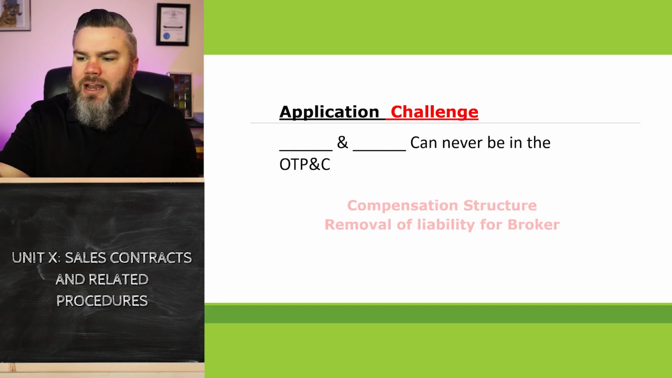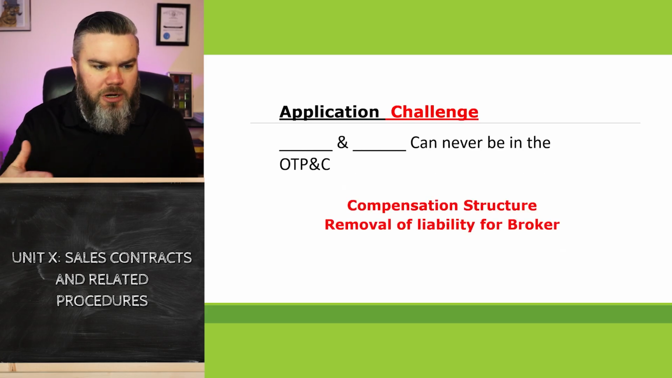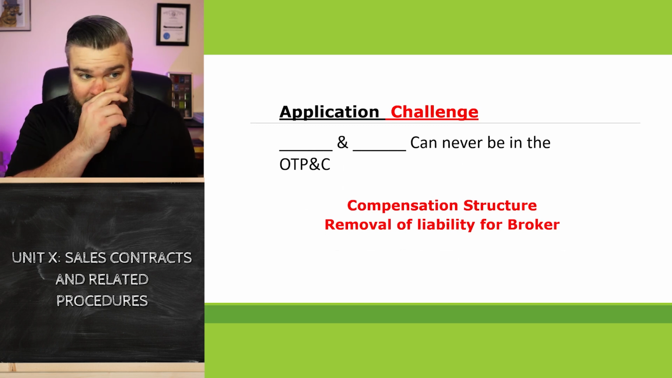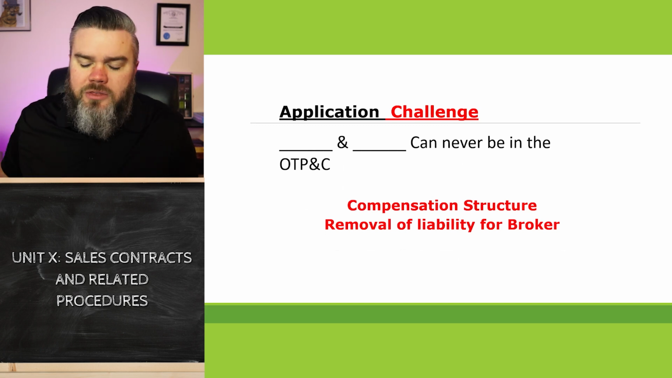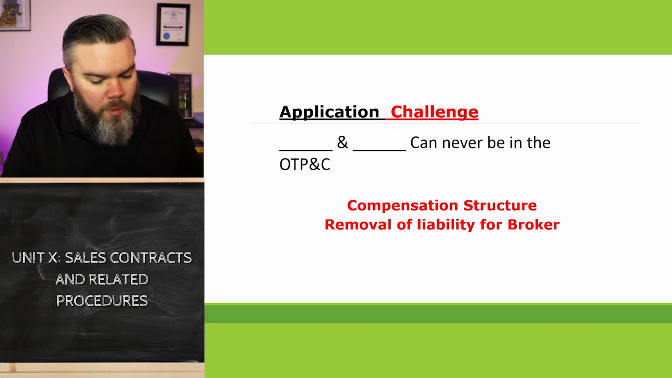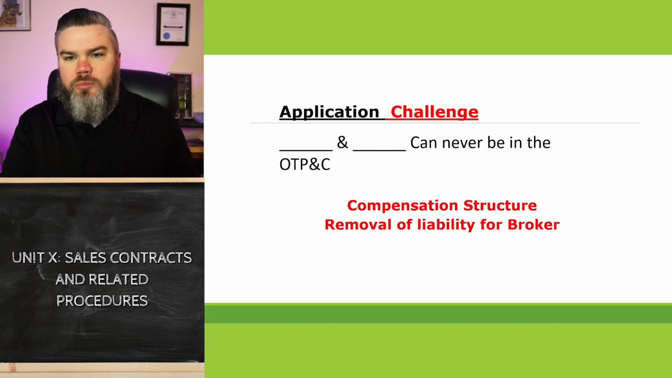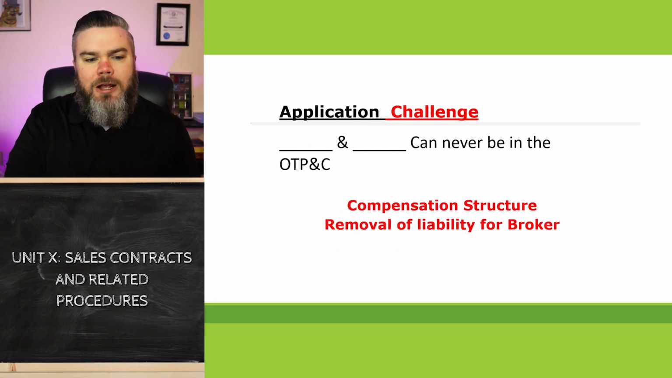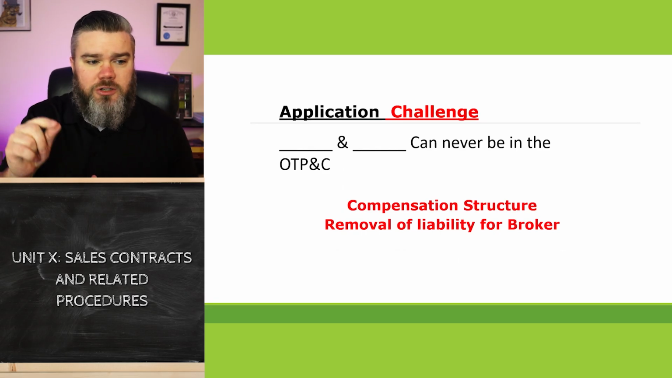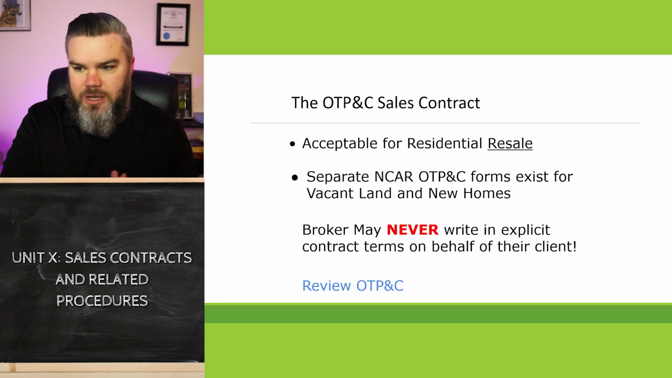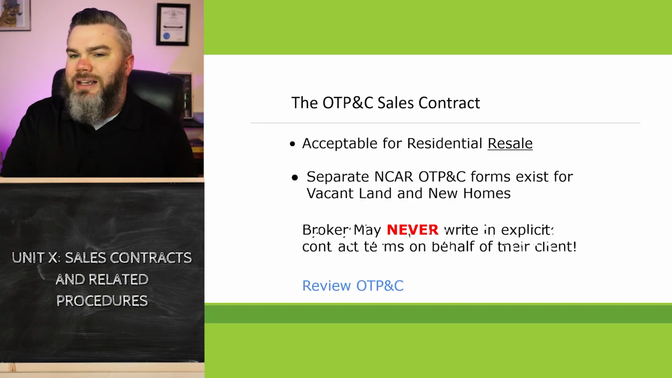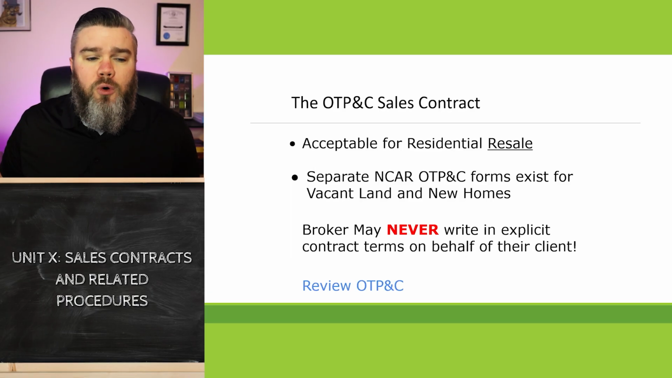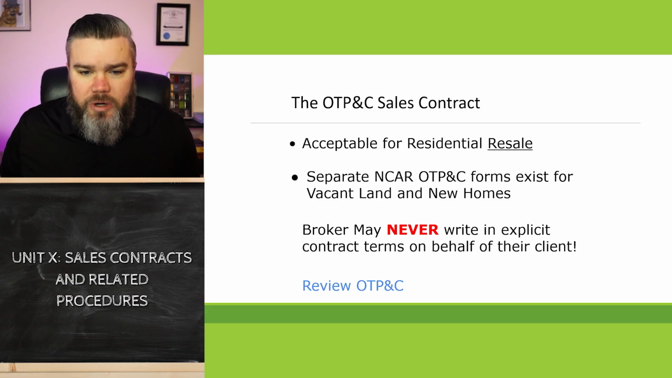So the two things that cannot be in the sales contract that are prohibited by rule: no brokerage compensation discussion, no disclaimer of liability. Now, the other thing that you have to understand is we're going to talk about the standard form 2T. You're going to get tired of hearing me say it. I'm sure you already have because I just keep replaying it. But it is called the Offer to Purchase and Contract Standard Form 2T. And it is a standardized contract that is acceptable for residential resale.